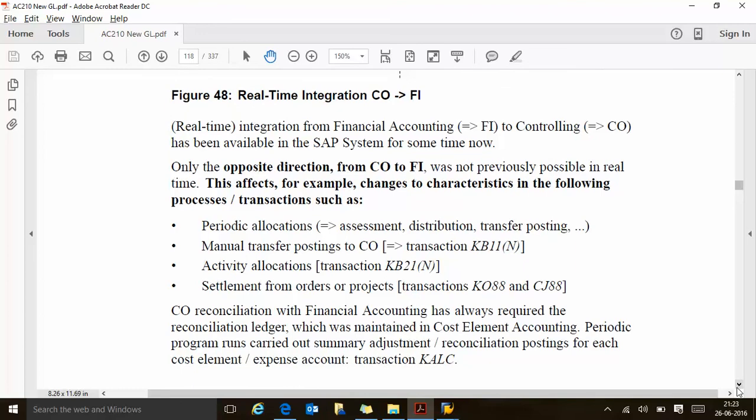Real-time integration from FI to controlling has been available in the SAP system for some time now. Only the opposite direction from CO to FI was not previously possible in real time. This affects, for example, changes to characteristics in the following processes, such as periodic allocations when you do assessment, distribution, and transfer posting, manual transfer posting to CO through KB11N, activity allocations through KB21N, and settlement from orders or projects through KO88 or KO8G or CJ88 or CJ8G when you settle projects or internal orders.